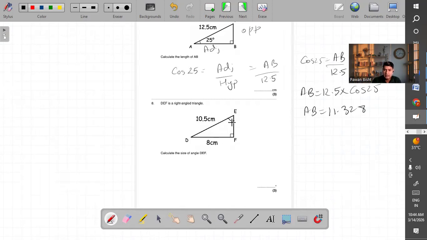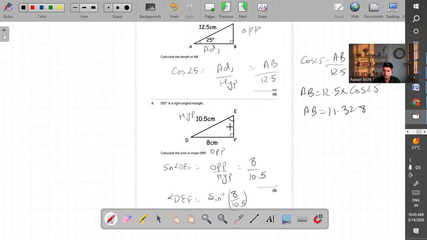So it means you are finding angle DEF. This is opposite, because we are talking about this angle, and this is hypotenuse. Opposite over hypotenuse, which trigonometric ratio has opposite over hypotenuse? Sine. So sine of angle DEF is equal to opposite over hypotenuse. Opposite is 8 upon 10.5. So angle DEF is sine inverse 8 upon 10.5. See, sine inverse is coming because we have to find the angle.